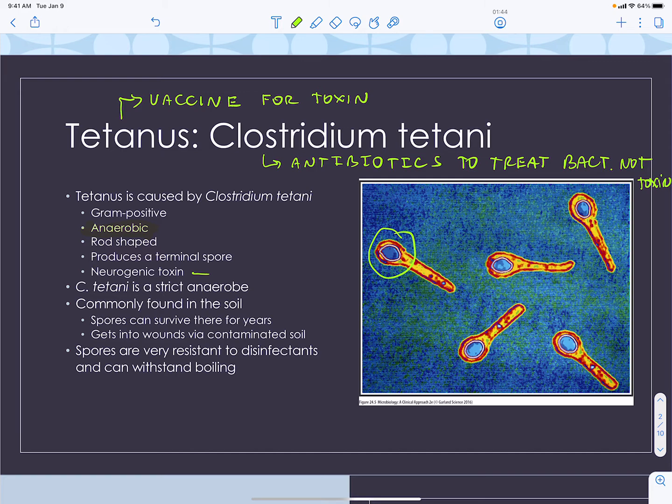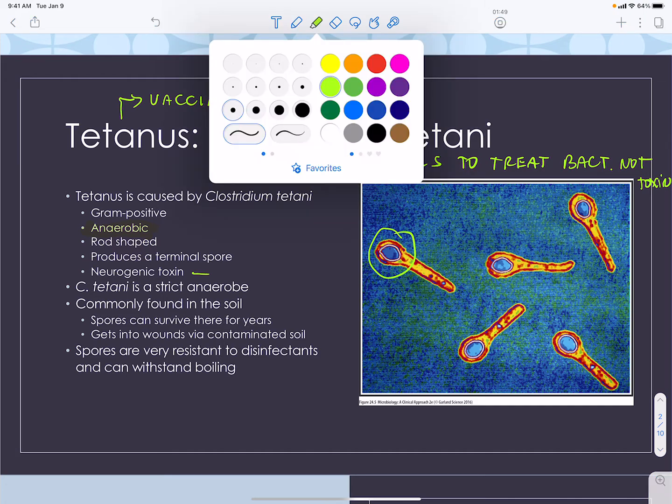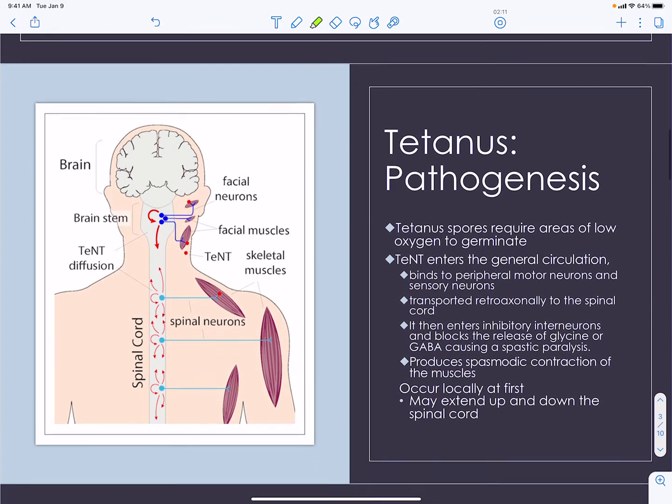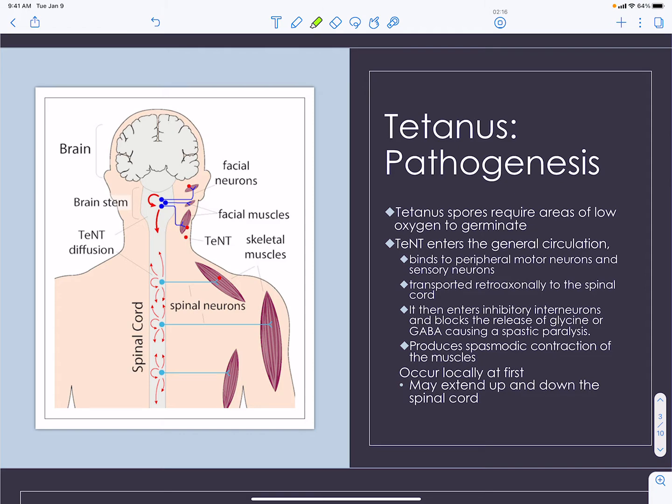It's going to be commonly found in the soil, and it can survive there for years. So it gets into your wounds. If you are working in the dirt and you're digging deep, you can get exposure to the spores, and the spores can get to the wound. Clostridium tetani spores are going to be very resistant to disinfectants, as well as being able to withstand boiling, so their spores are very hardy. Now, tetanus is going to require low oxygen areas to germinate.